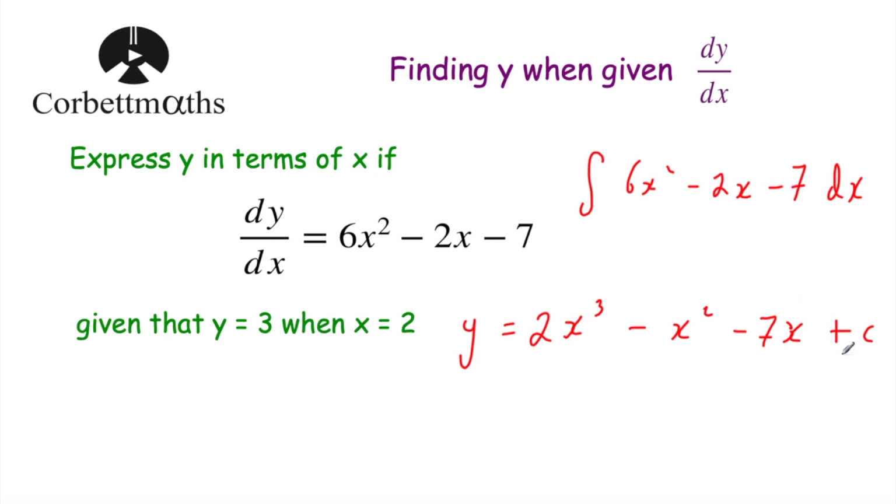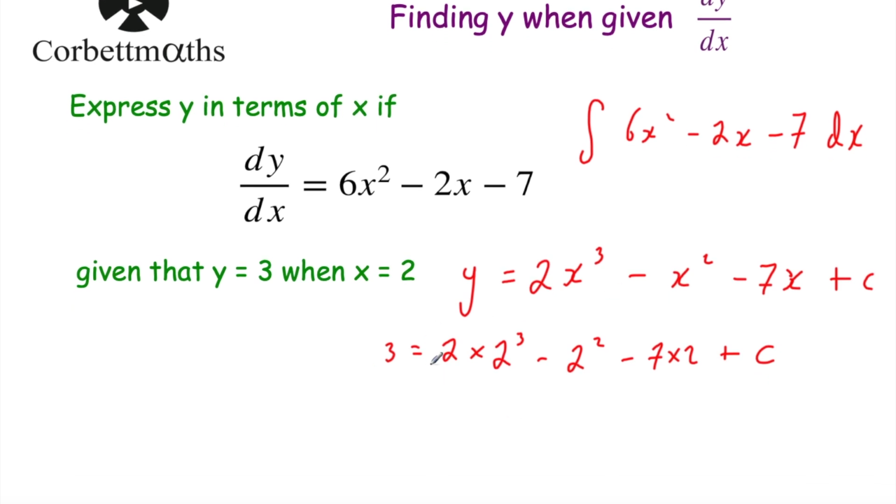But we want to find out the value of c, so let's substitute these values in. We know that whenever y is equal to 3, x is equal to 2. So y, that's 3. So we're going to get 3 is equal to 2 times 2 cubed, minus 2 squared, minus 7 times 2, plus c.